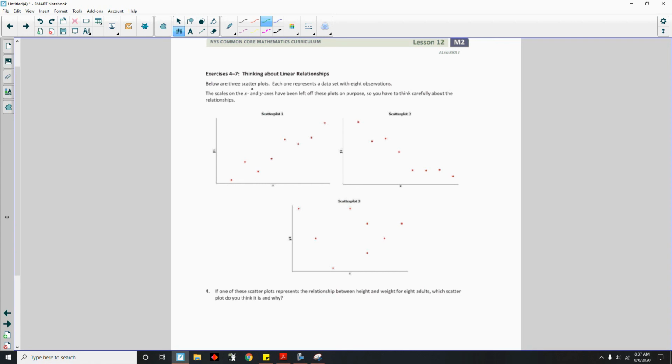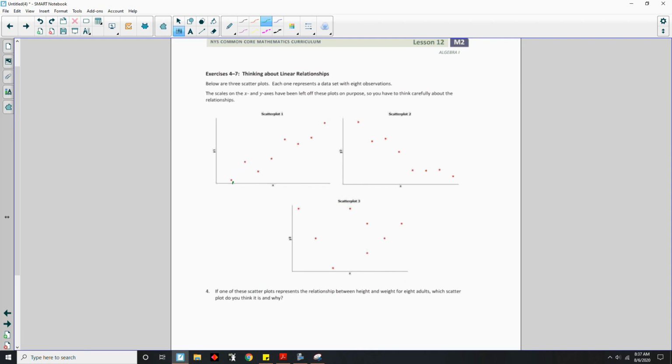The scales on the x and y axes have been left off these plots on purpose. So they didn't put any scaling down here. So you have to think carefully about the relationships. Okay. So problem number 4 says, if one of these scatter plots represents the relationship between height and weight for 8 adults, which scatter plot do you think it is and why?